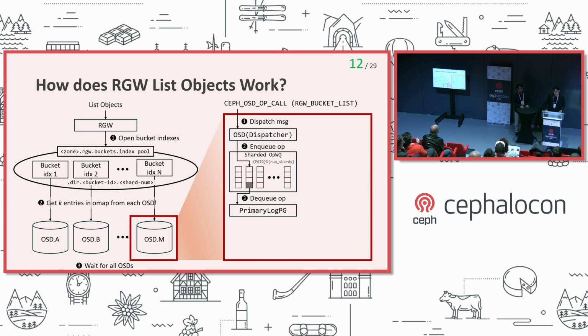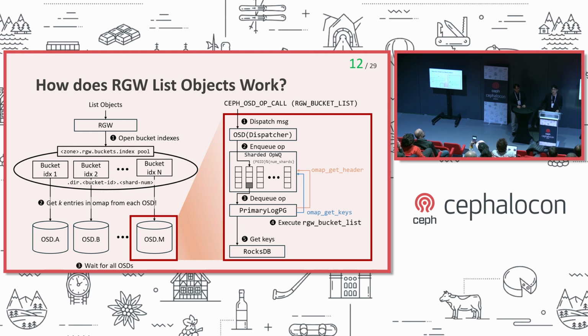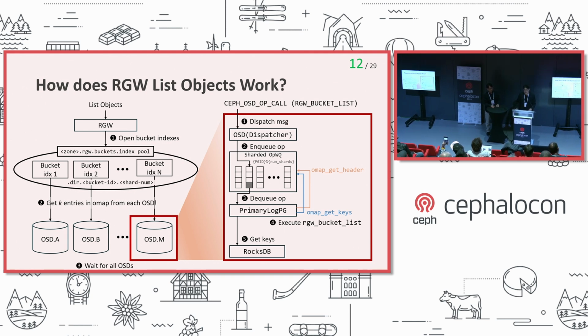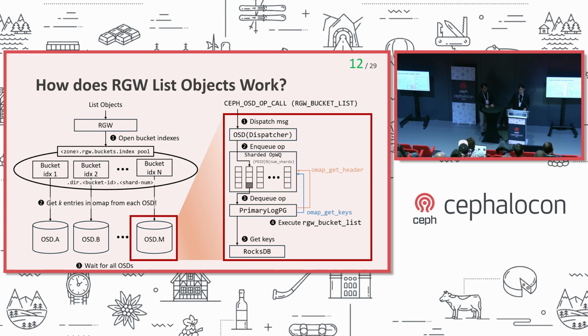For the bucket list operation, this involves fetching the OMAP header of the bucket index object and its keys. These tasks are also carried out within the OSD. The specific requests, OMAP get header and OMAP get keys, are sent to RocksDB as actual get keys requests. During this process, RocksDB performs iterations to retrieve the data.